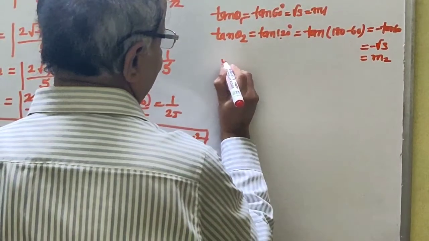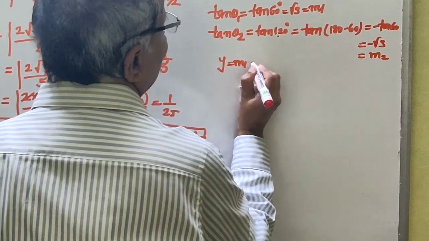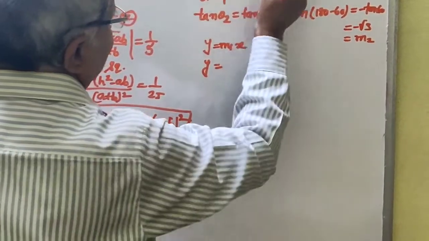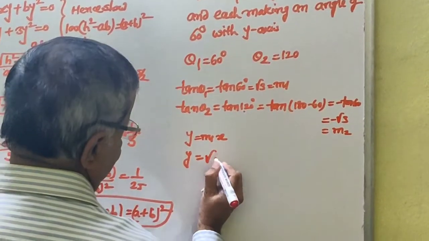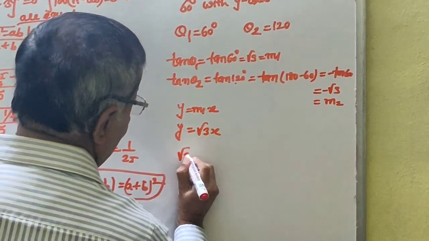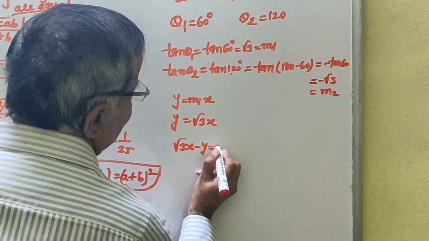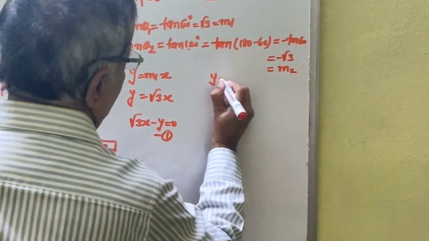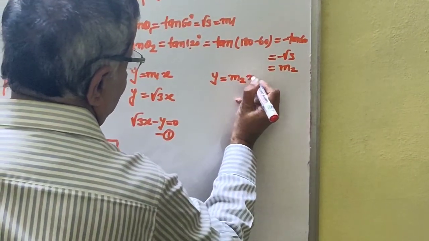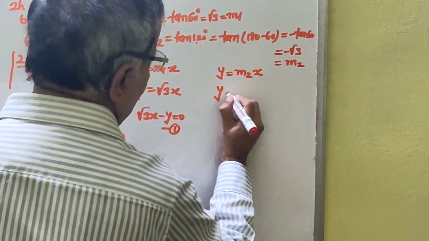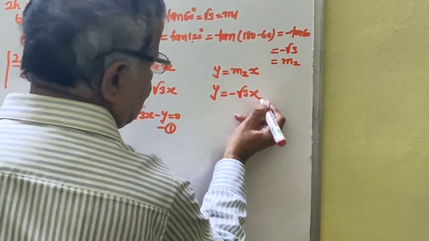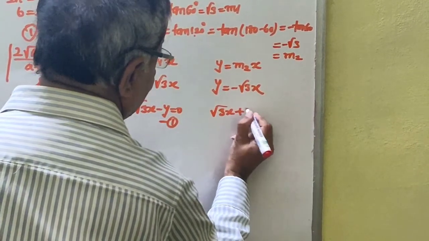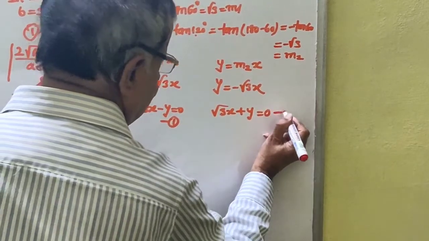Now I can find out the equation y is equal to m1x. Now I will substitute the value of m1, which is root 3: y is equal to root 3 x. Now my equation will be root 3 x minus y is equal to 0. This is the first equation. Now I will substitute the value of m2 to find the equation of the second line. y is equal to minus root 3 x. Now I will transfer here. So what I will get? Root 3 x plus y is equal to 0. This is your second equation.